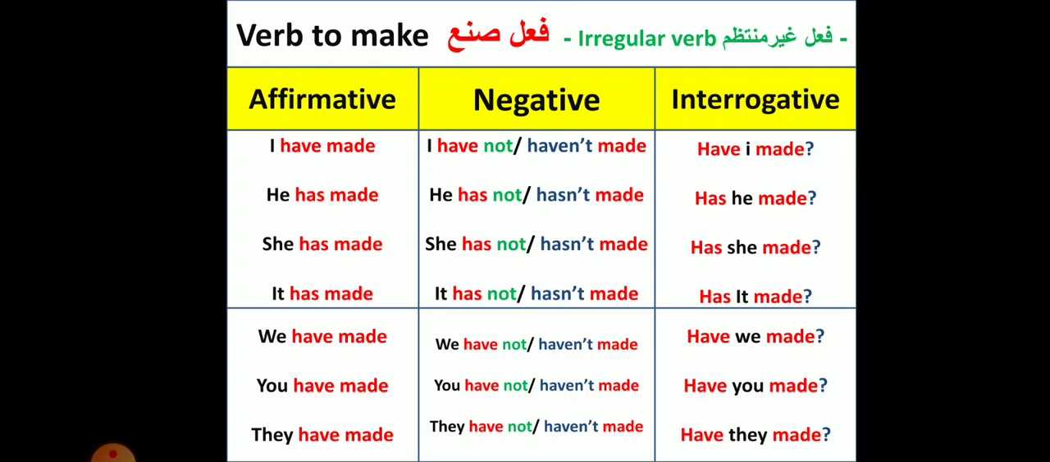For the interrogative: have I made? Has he made? Has she made? Has it made? Have we made? Have you made? Have they made? Okay, so please practice. Okay, practice and practice so that you can memorize them.